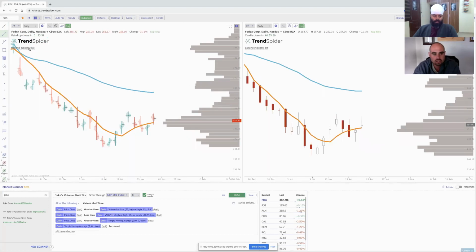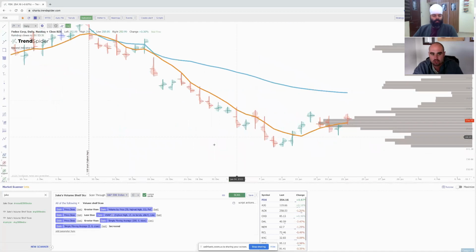Now, there are going to be times where you have a wick and then you have volume at the top and you have a pullback. This is not an end-all be-all, but it gives you a lot more information than if you were just looking at the hollow candle and, let's say, the daily volume. So I did want to point that out about raindrops and how I would continue to look at this chart past just the volume shelf scan.